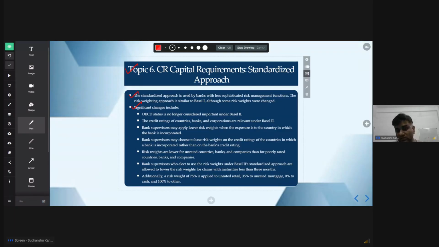The short maturity concession also. Supervisors may assign low risk weights to claims with maturity under 3 months. Short maturity implies lower exposure to credit deterioration, hence lower capital, right? And if you look at retail and other fixed weights, Basel II standardized certain retail exposures: 75% for unrated retail, 35% for unrated mortgage, 0% for cash, and 100% for other, right?